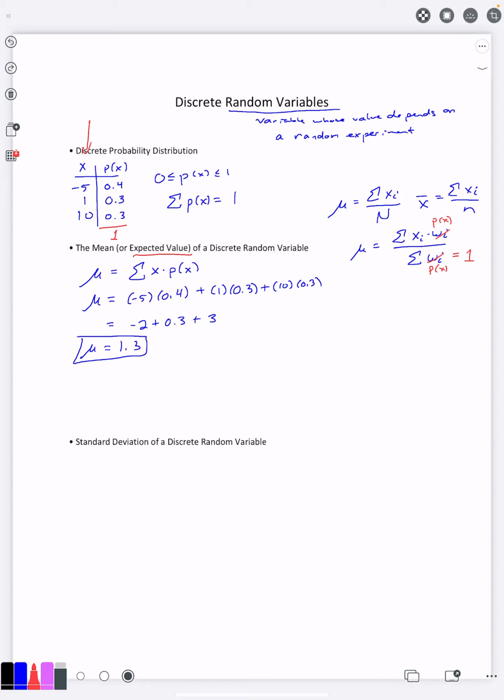And I want to point out something here, that if you ever calculate the expected value and you get a negative number, that means you expect to lose money on average. Whereas if you get a positive number for your expected value, you can expect to win money on average in the long run. And guess what?